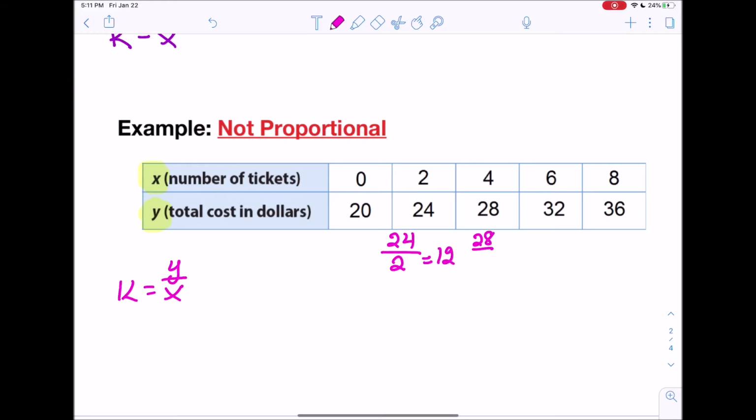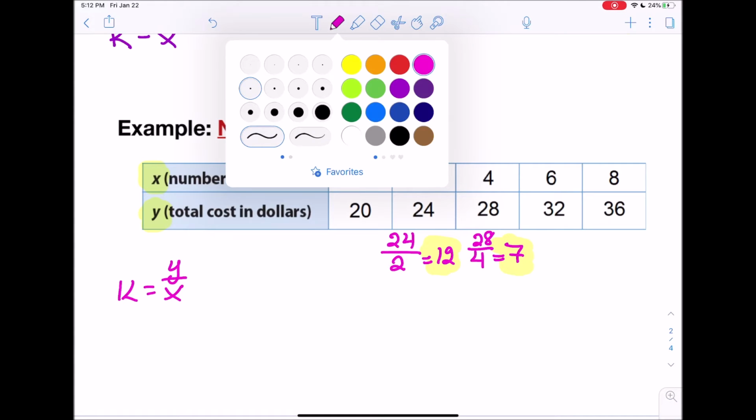28 divided by 4 equals 7. I don't even have to continue. Right off the bat, we divided y by x, and in the first one we got a 12, and in the second one we got a 7. So it doesn't matter if 32 divided by 6 or 36 divided by 8, those don't matter, because all you need is one that's not the same. And we can clearly see we have two different unit rates going here, so this is not proportional. Okay? Not the same, so it's not proportional.